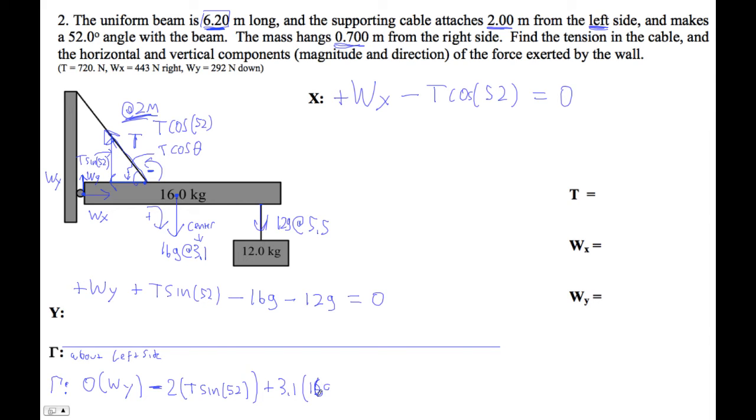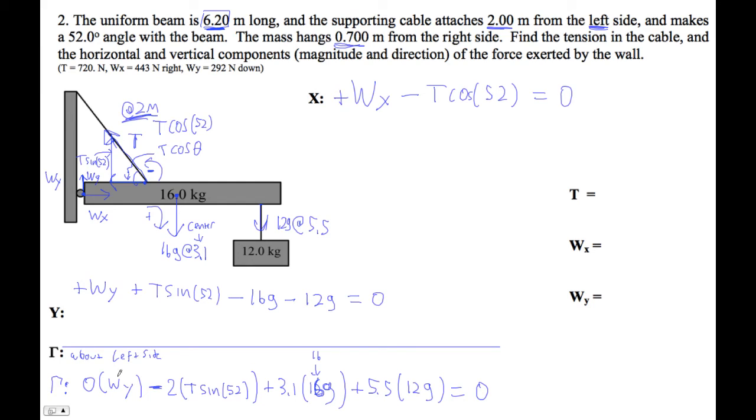It's 16 times 9.8. Right, and now we get out to this guy, so plus 5.5 times 12 times 9.8. So that's a 16 right there. All right. Okay, so I think we got all our torques. That's going to add up to 0 as well.